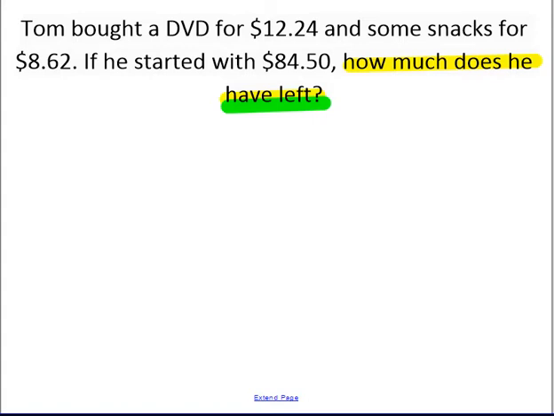Okay? So there's a couple ways that you can solve this problem. It's telling me that Tom started with 84.50 and then he spent this amount right here and this amount right here, and it wants to know how much he had left. So you can solve this problem a couple different ways. You could add up these two numbers and then subtract it from 84.50, or you can take 84.50 and subtract each number. That's the way I'm going to do it, but either way you should end up with the same answer.